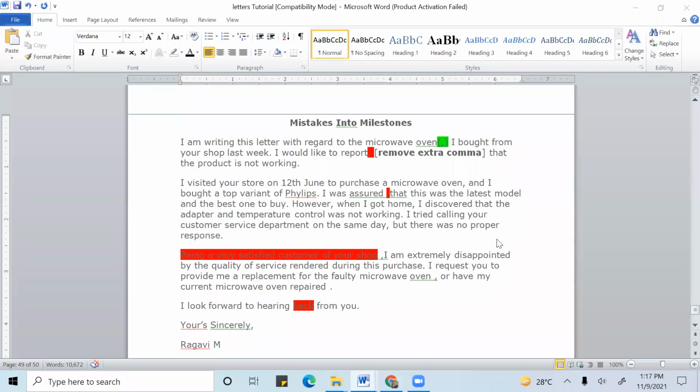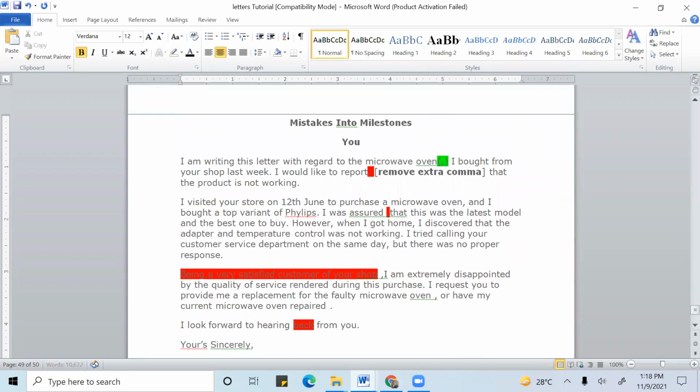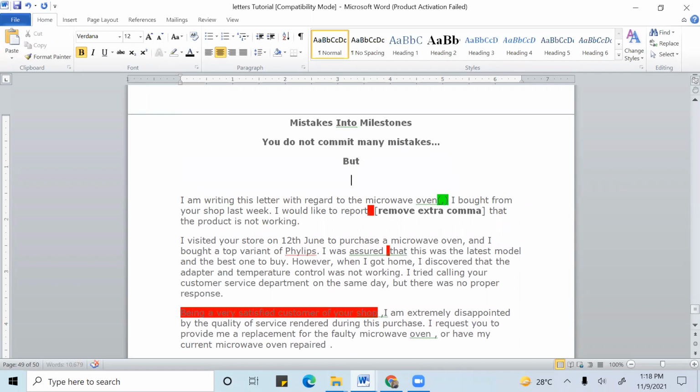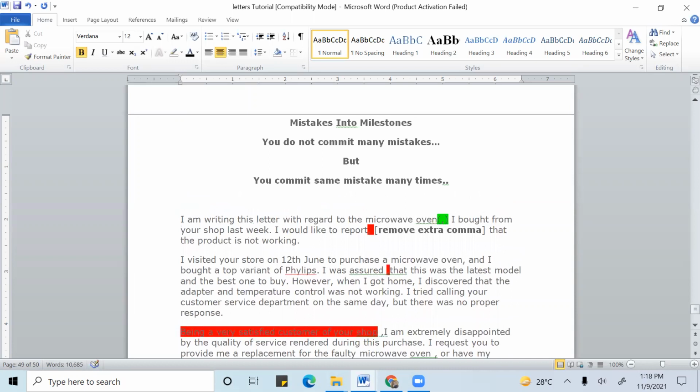So welcome to this tutorial, and in this tutorial I'm going to talk about how you can turn your mistakes into milestones. It is very important that you take care of small errors here and there, and these mistakes cost you a lot. One important point which I want to make here is you do not commit many mistakes, but you commit the same mistake many times. And I'm going to show this to you in the next 5 minutes.